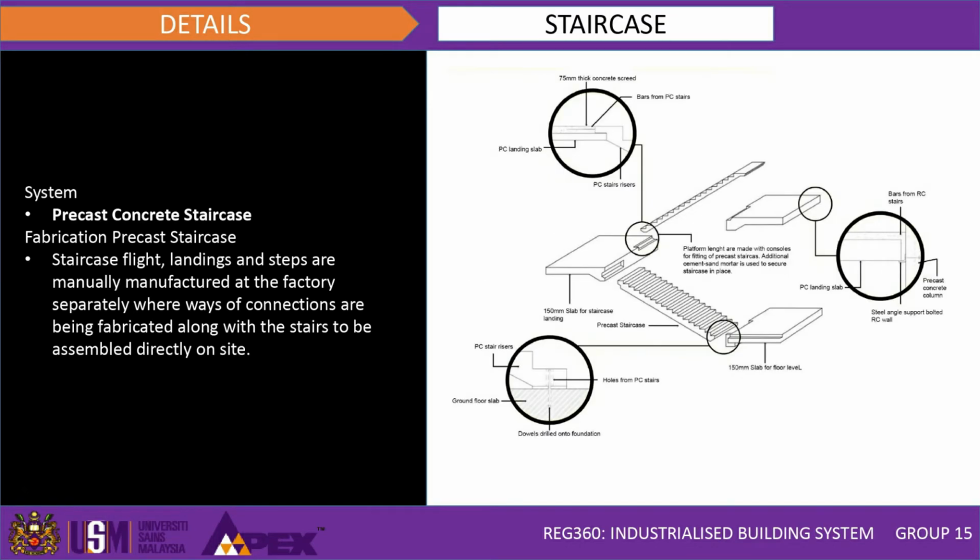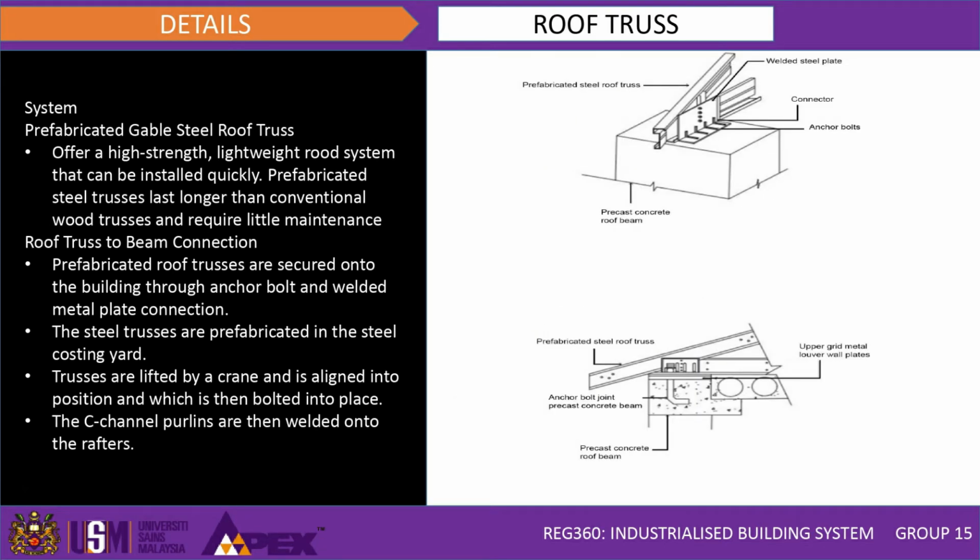Next is the precast concrete staircase, which is the step, the landing, and the flight, manufactured in the factory, and separately they are brought to the site and assembled there. And lastly, the fabricated steel roof truss, which is of a high strength, lightweight, and rod system that can be installed quickly, and also has a longer lifespan than conventional wood truss and requires little maintenance. Roof truss can easily be lifted by crane and aligned into position, which is then bolted into place.